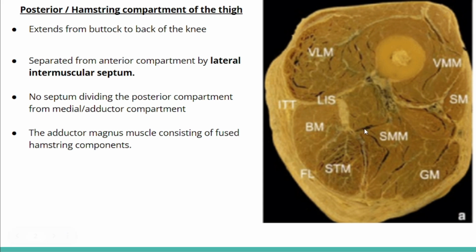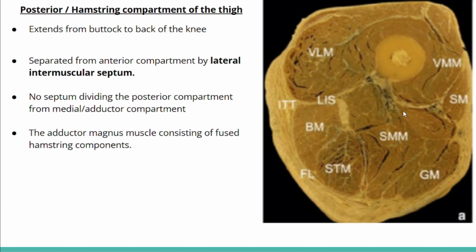The posterior compartment is separated from the anterior compartment by the lateral intermuscular septum. These are the anterior compartment muscles, which are the vastus muscles, and these are the posterior compartment muscles. We have semimembranosus, semitendinosus, and biceps femoris. So you can clearly see the lateral intermuscular septum.